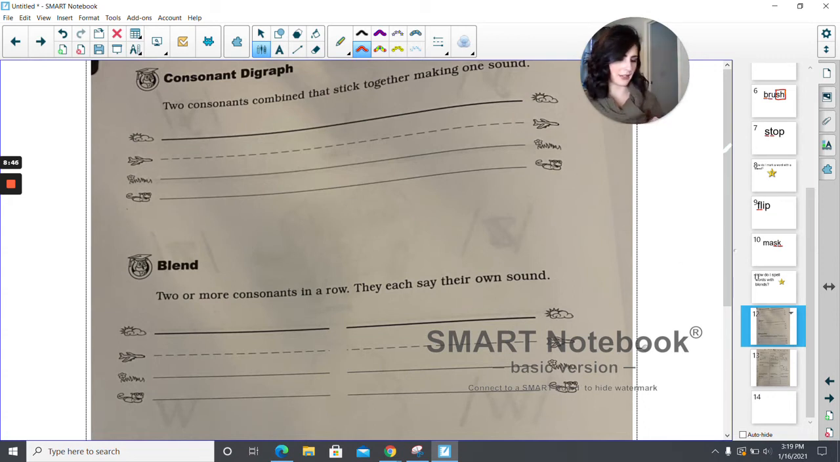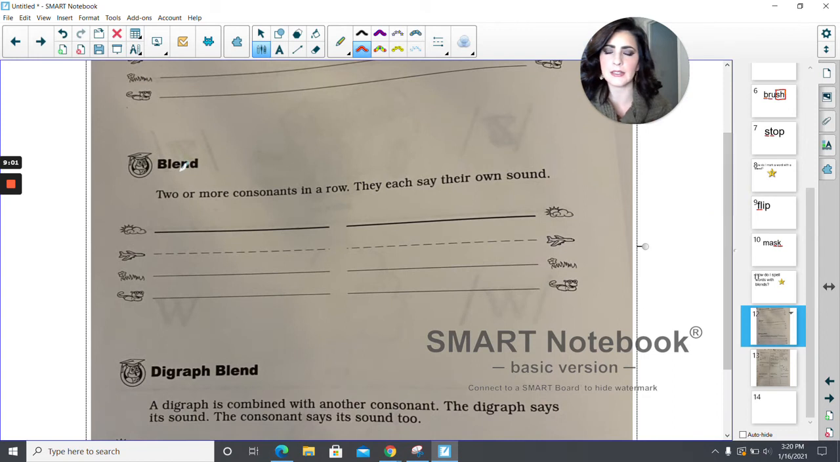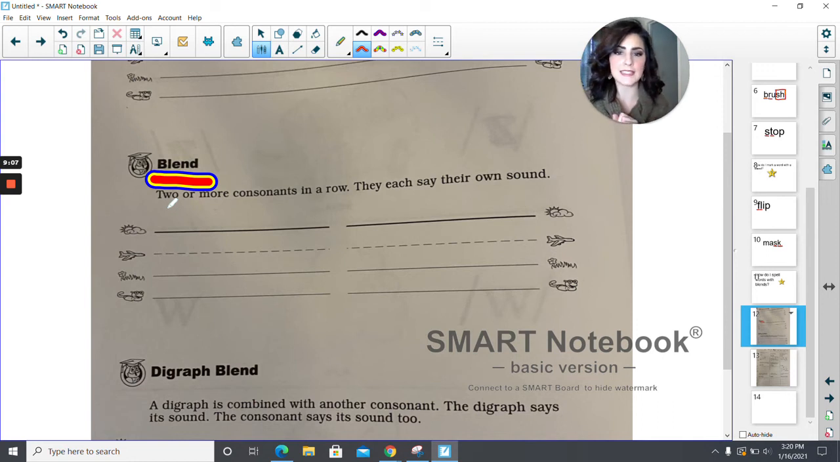Okay, so we're in the sounds section. Hold on 1 second, boys and girls. There we go, page 8. So go ahead to page 8. I couldn't see it on my board, sorry about that. And you are going to go to the middle part, right here that says blend. See how it says blend? And so blend is 2 or more consonants in a row, but they each say their own sound.